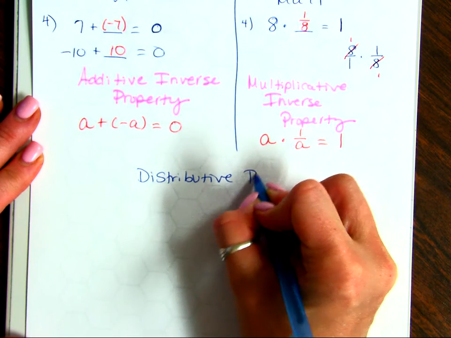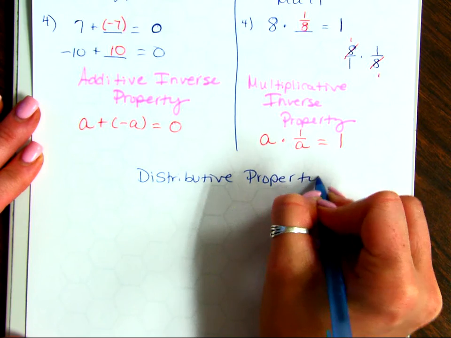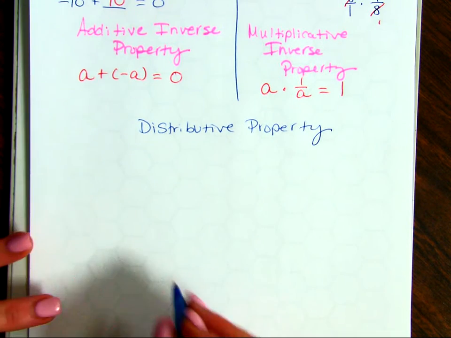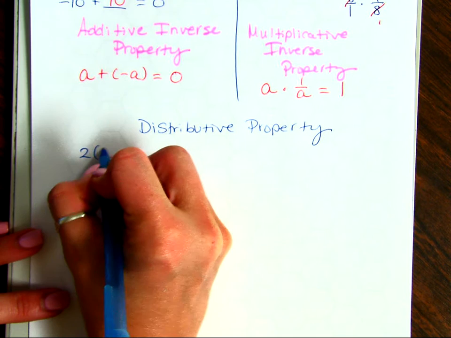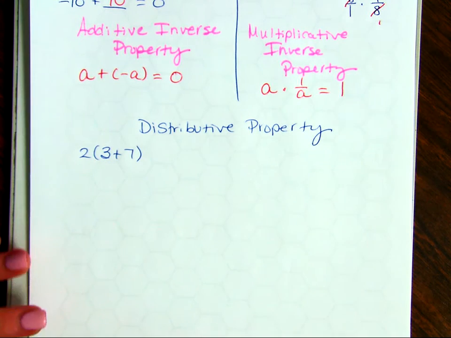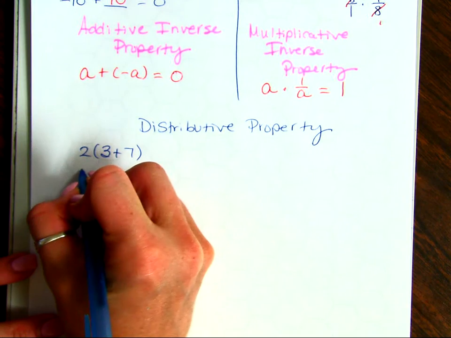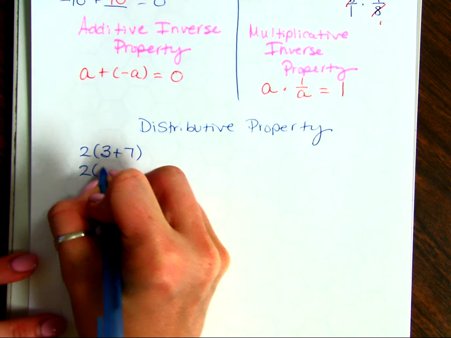Okay? And the distributive property is unique because let's take a look at this. Let's take 2 times (3 plus 7). Okay? Order of operations tells you do what's in the parentheses first. So you're going to take that 2 and multiply it by 10 to get 20.